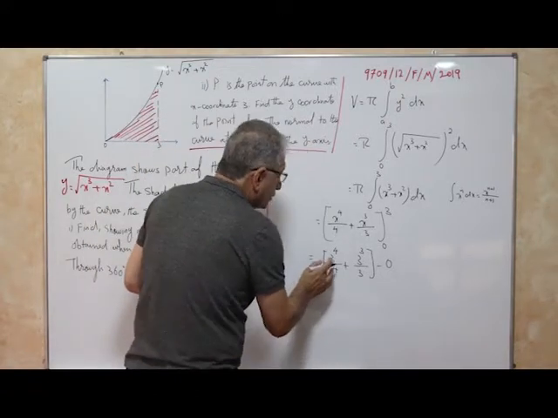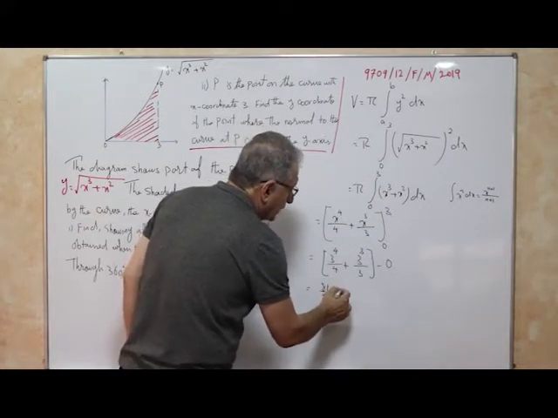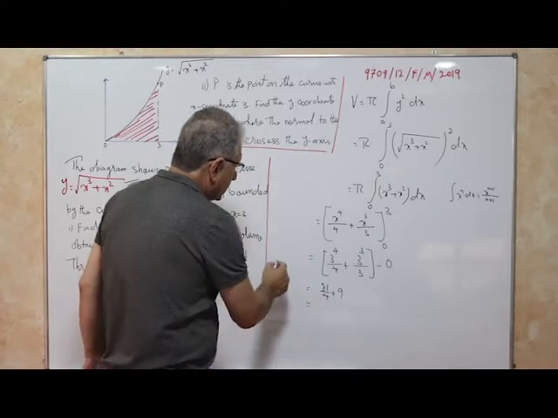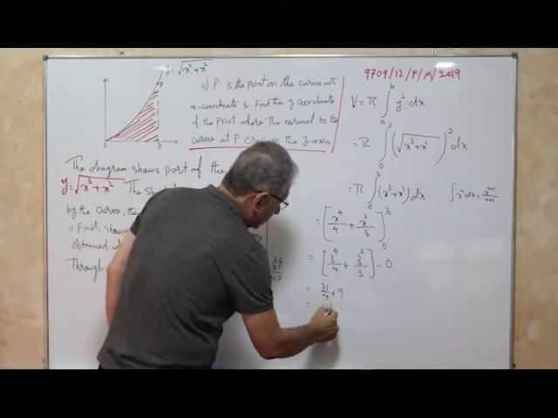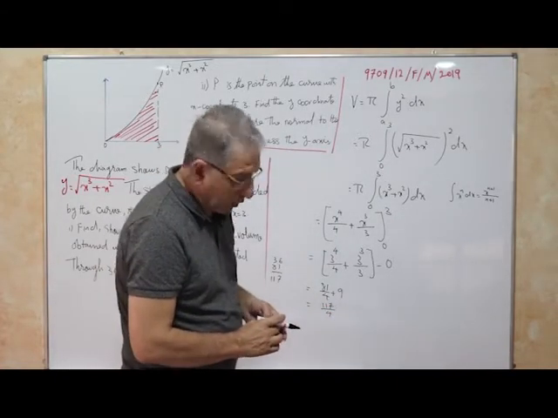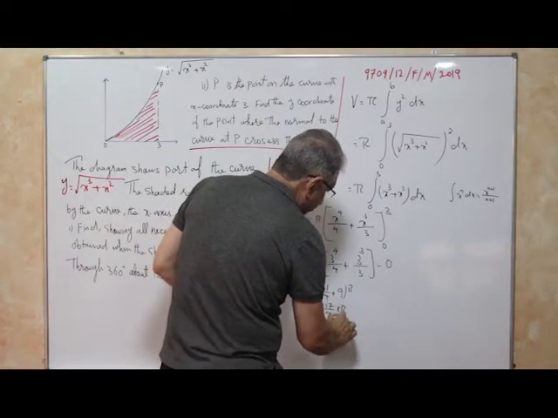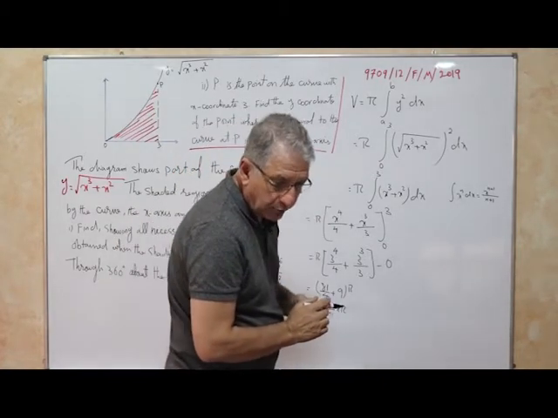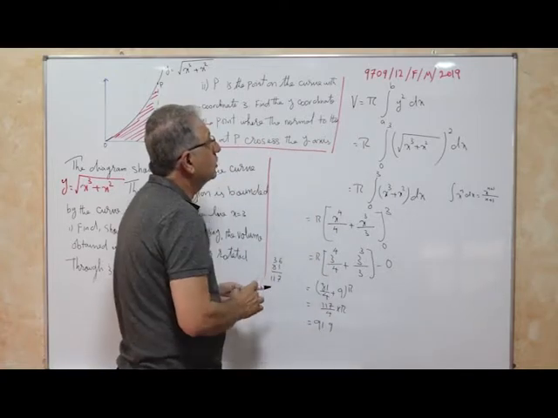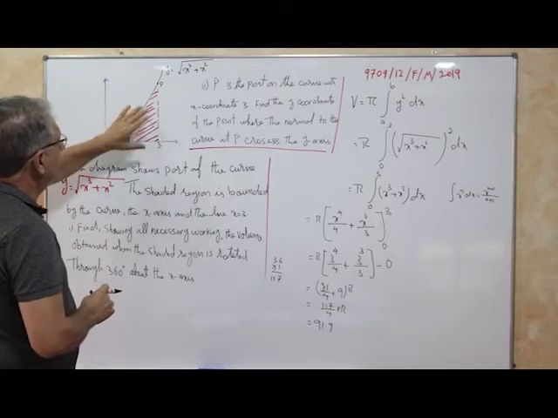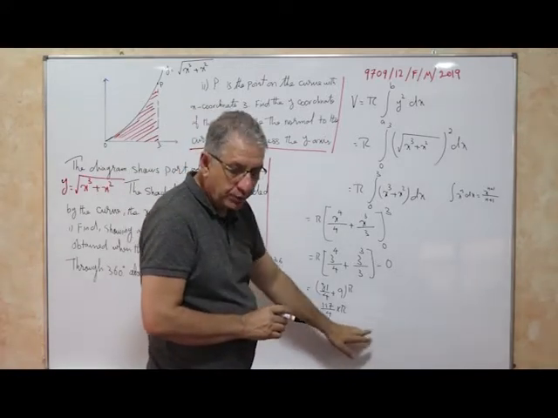Now, 3 to the power of 4 is 81, divided by 4, and the other term will be only 9. Therefore, the answer will be 81 over 4 plus 9, which is 117 divided by 4. Oh, sorry, I have forgotten the value of pi here. Therefore, there is a pi here, there is a pi here, and there is a pi here. Put this in the calculator and you are going to get 91.9. Therefore, this is the value of the volume generated when you rotate this about the x-axis. Okay, this is the first part we have done. Therefore, this is 91.9 cubic units.